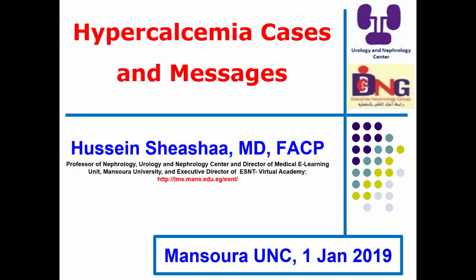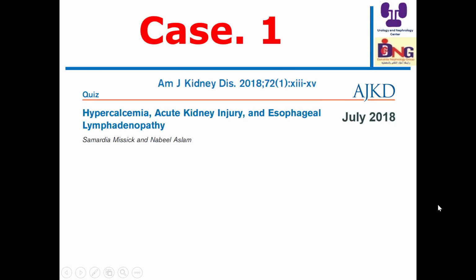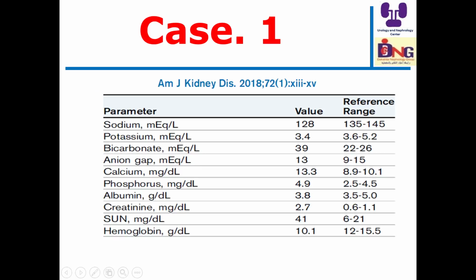I'm going to discuss how to reach the diagnosis of a case of hypercalcemia. I'm going to discuss hypercalcemia through cases and messages. So start with a case from the American Journal of Kidney Disease. The case has hypercalcemia, acute kidney injury, and esophageal lymphadenopathy.